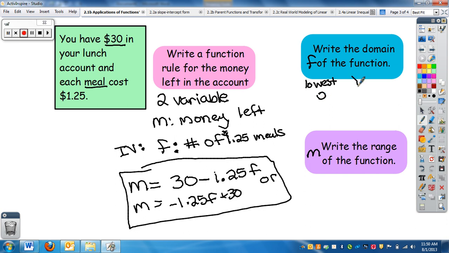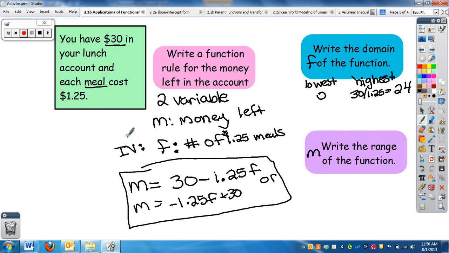And then what is the highest? Well, on this one, we do have a limit because I only have $30 in my account, and each meal costs $1.25. So once I spend the $30, the school can refuse to give me the meals. So I need to figure out how many meals I can total have. And the easiest way to do that is take 30 divided by $1.25. How many $1.25 meals can I have? So dividing that out, that gives me 24 meals.